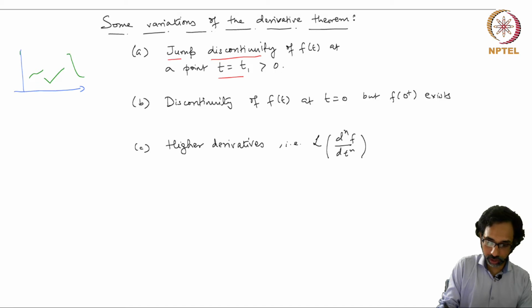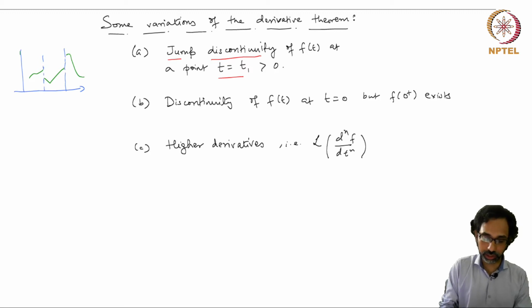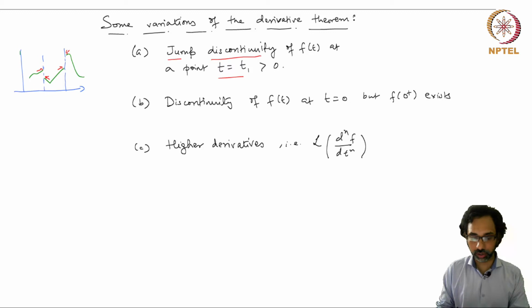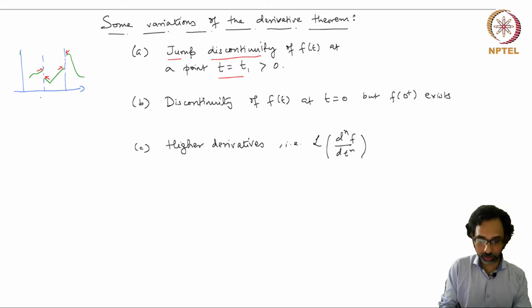So at some points it has discontinuities because the limit from the left does not equal the limit from the right, and here also the limits do not agree. So these are the points of discontinuity, but still the left and right hand side limits exist and they are finite. So these points are called jump discontinuities.